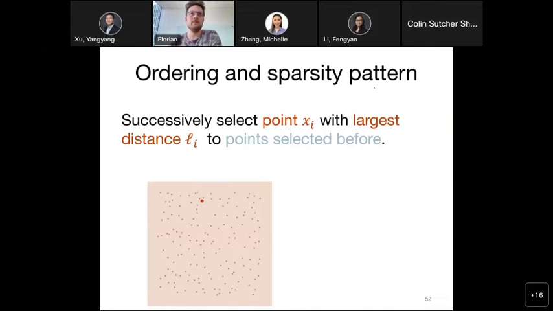And so let me begin by walking you through this ordering and sparsity pattern. Remind ourselves that the ordering of the rows and columns really corresponds to ordering of the points, because each row and column of this matrix corresponds to a point in the domain. And so we're going to use what is called the maximin ordering, which means that we successively select the point that is furthest away from the points that we have already selected. And as we do this, we keep track of this l_i, the length scale of a point i, which is the distance that it had to the closest point that was selected before.